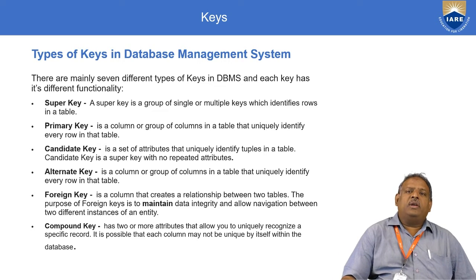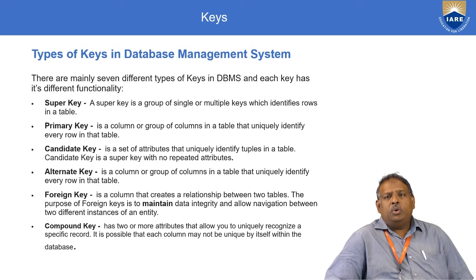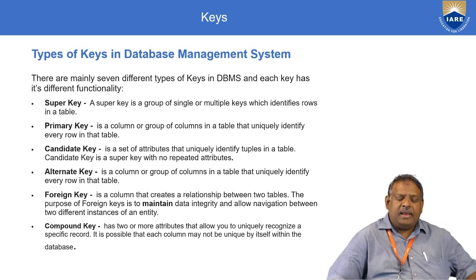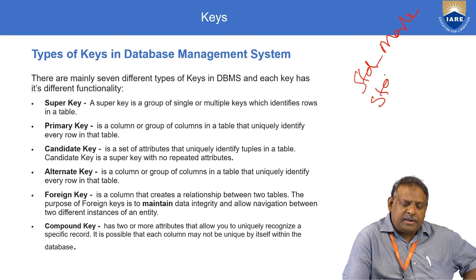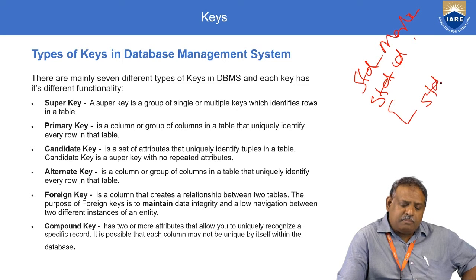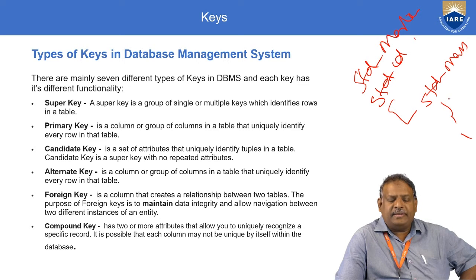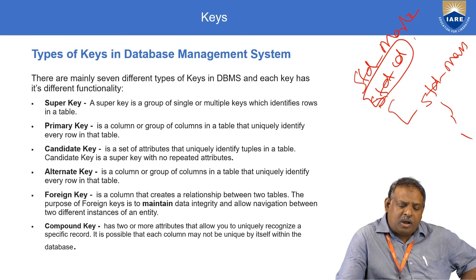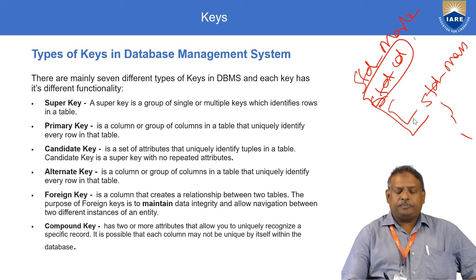The purpose of a foreign key is to maintain data integrity and allow navigation between two instances of an entity. As seen earlier, we had the student master table having a master student record, like std_1. Correspondingly we had the std_marks table containing many records of the student for various examinations. These two are linked by the student ID. Here the student ID is the foreign key between these two tables.